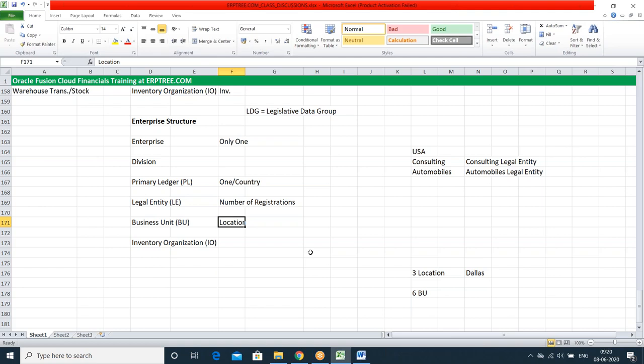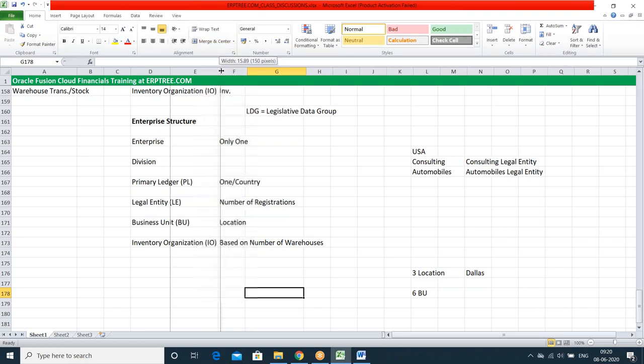And again, we have to consider the type of businesses also, what they are doing, the location plus business plus location. Okay, that's how that combination, you have to create the business unit. Inventory organizations: how many warehouses they have, those many inventory organizations, based on the number of warehouses they really have in the business, those many inventory organizations we have to create.